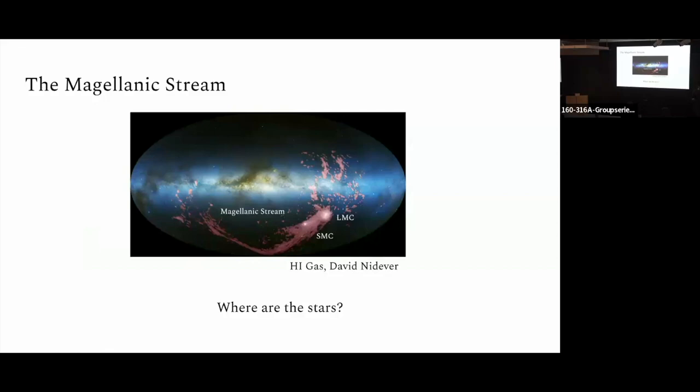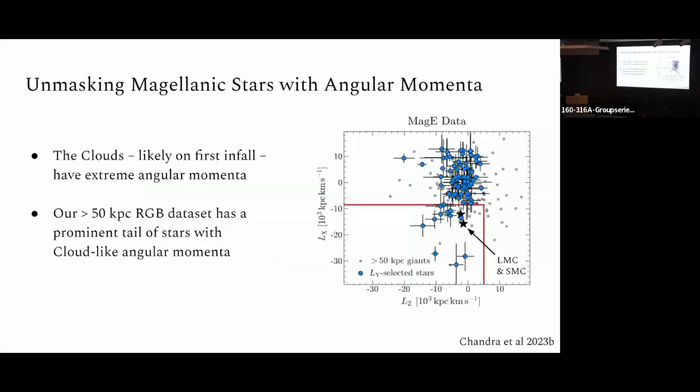Well, we now have a spectroscopic survey of the southern region of the sky, and one of the first things we wanted to do was see if we could find such a stellar counterpart in our data set. The way we go about this goes all the way back to first-semester undergrad physics, which is angular momentum. We know that the Clouds are coming in on very energetic orbits, so they have distinct angular momenta that any stars stripped off the Clouds should also share.